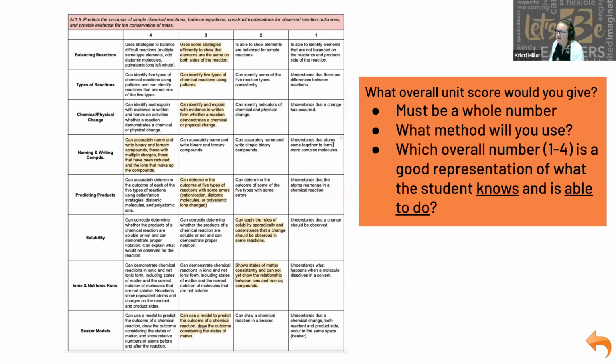Maybe net ionic is a deal breaker. And we have agreed and communicated with our students multiple times up front: you can't get a 2 in net ionic and still be proficient in the unit. That would be something I would say over and over again, with lots of opportunities to show proficiency in that. But that's an example.